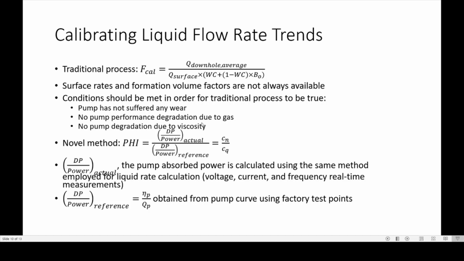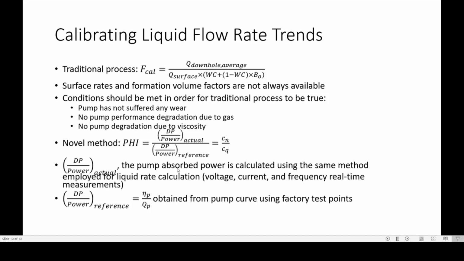So here's the novel method, which is known as the PHI method, and the workflow is detailed quite a bit more in a 2015 paper that is written by Mr. Camilleri. So there's the differential pressure over power of the actual over differential pressure over power of the reference, and then you have this index, or this ratio.